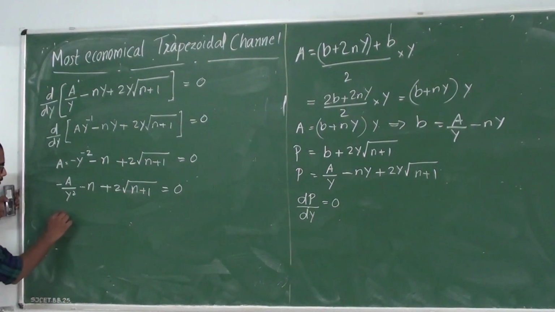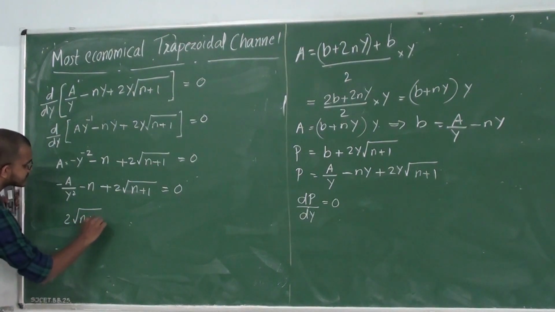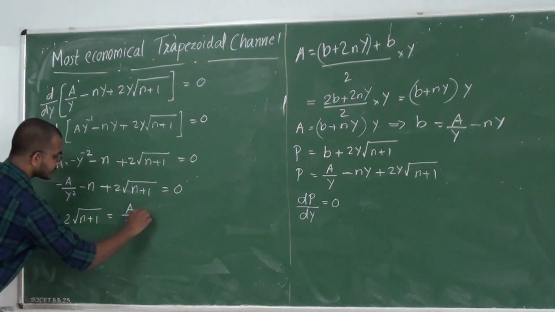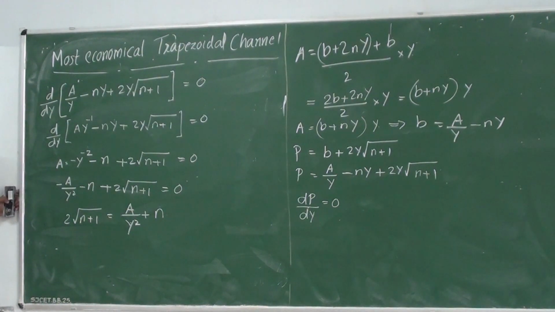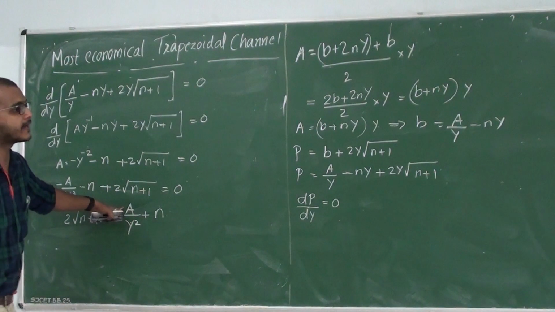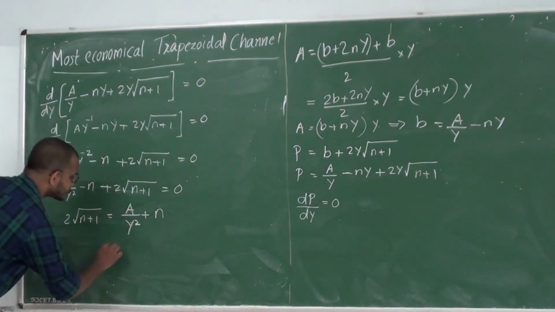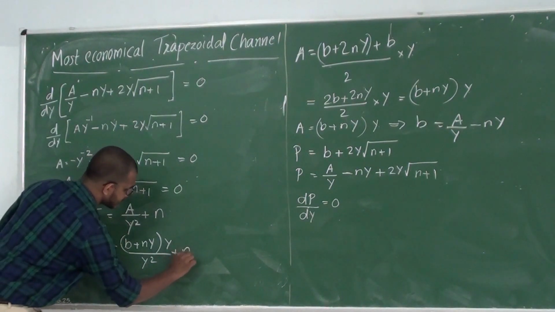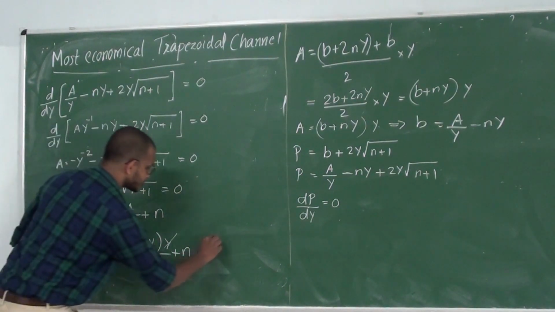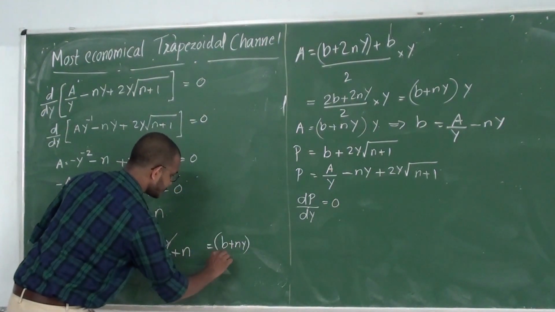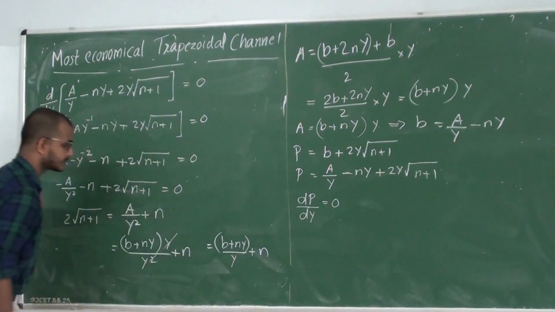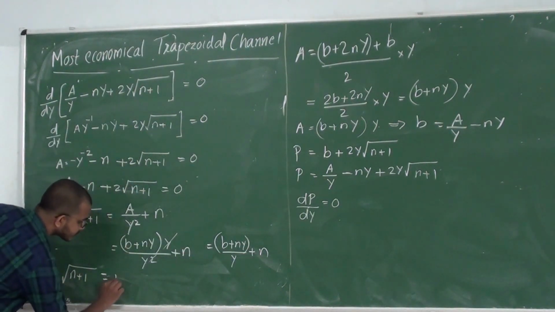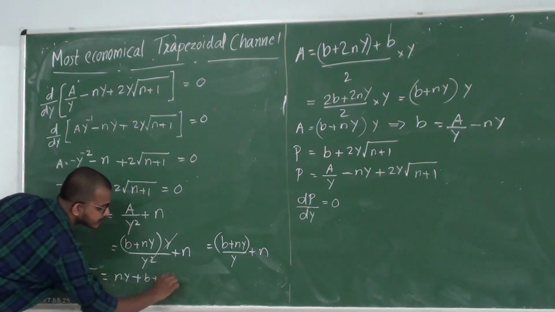So that means 2 into square root of N square plus 1 is equal to A by Y square plus N. Now let us substitute for area A. A is equal to B plus NY into Y. So this is equal to B plus NY into Y by Y square plus N. This is equal to B plus NY divided by Y plus N. So 2 into square root of N square plus 1 is equal to NY plus B plus NY by Y.